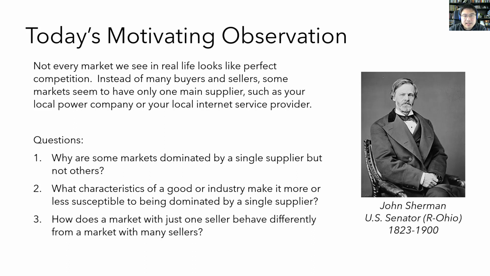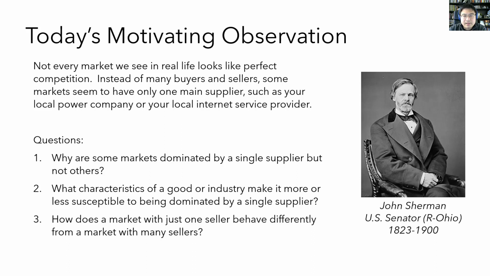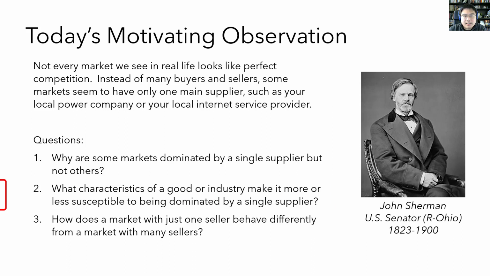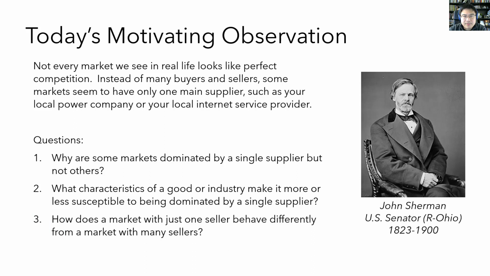Instead, there are some markets that seem to be dominated by just a single supplier, such as your local power company or maybe your local internet service provider. So why is this the case? Why are some markets dominated by a single supplier, while other markets have lots of them? What characteristics of a good or of an industry make it more or less susceptible to being dominated by a single supplier? And finally, how does a market with just one seller behave differently from a market with many sellers? Those are some of the questions that we're going to address today.